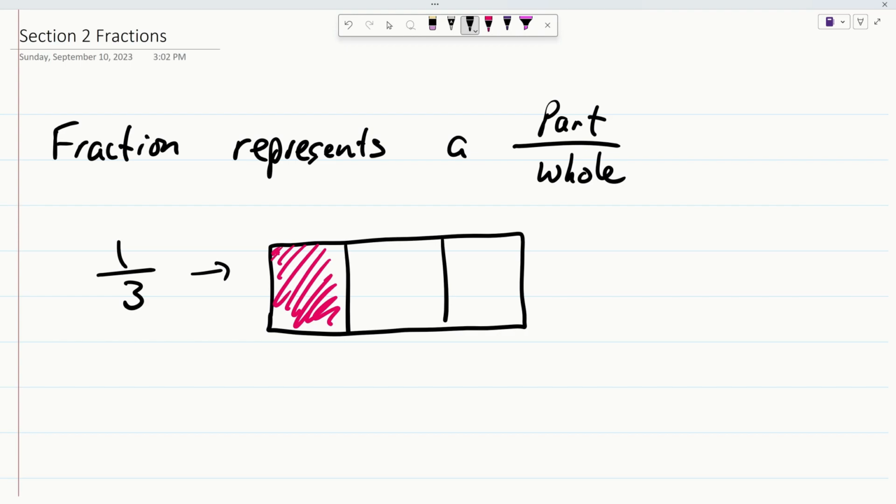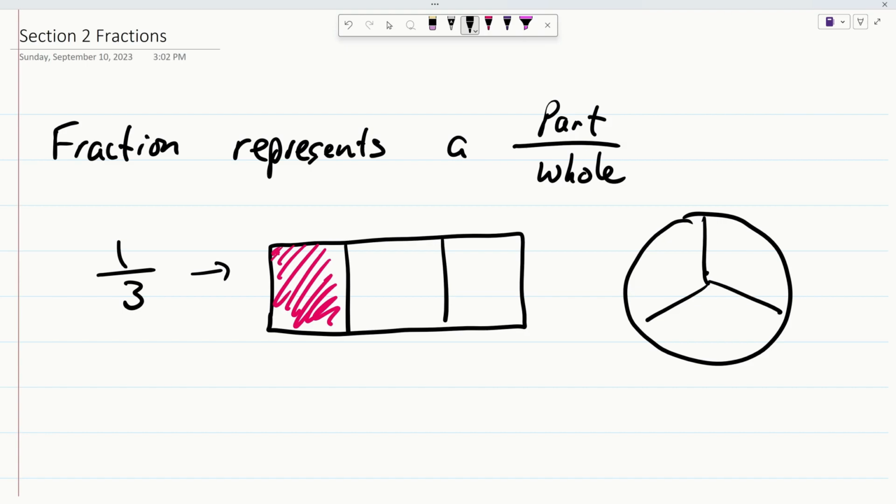Another way you can look at this would be if you drew a pizza, but this is a little bit more difficult because you'd have to split it up into 3 equal pieces. But once again, you shade one of them and you get the fraction 1/3.